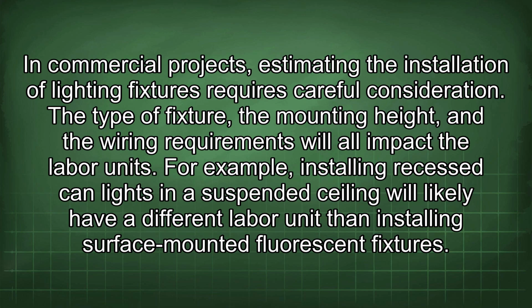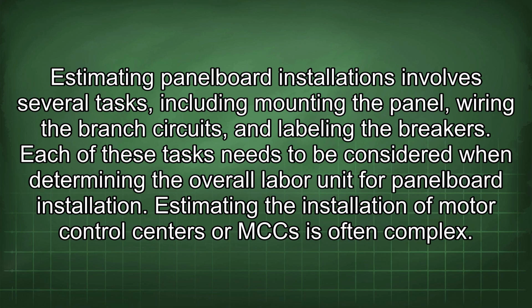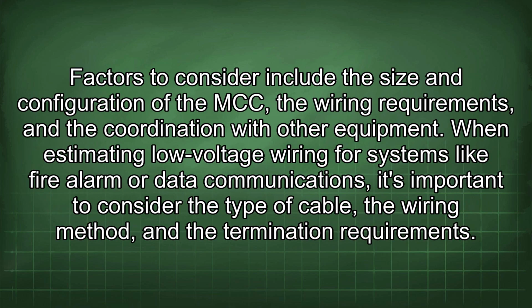For example, installing recessed lights in a suspended ceiling will likely have a different labor unit than installing surface-mounted fluorescent fixtures. Estimating panel board installations involves several tasks, including mounting the panel, wiring the branch circuits, and labeling the breakers. Each of these tasks needs to be considered when determining the overall labor unit for panel board installation. Estimating the installation of motor control centers, or MCC, is often complex. Factors to consider include the size and configuration of the MCC, the wiring requirements, and the coordination with other equipment.